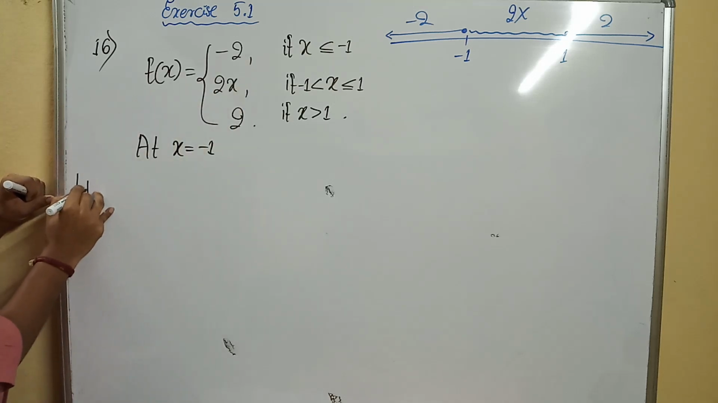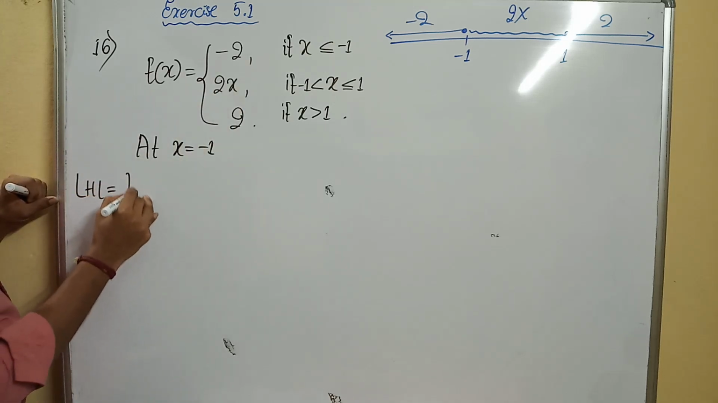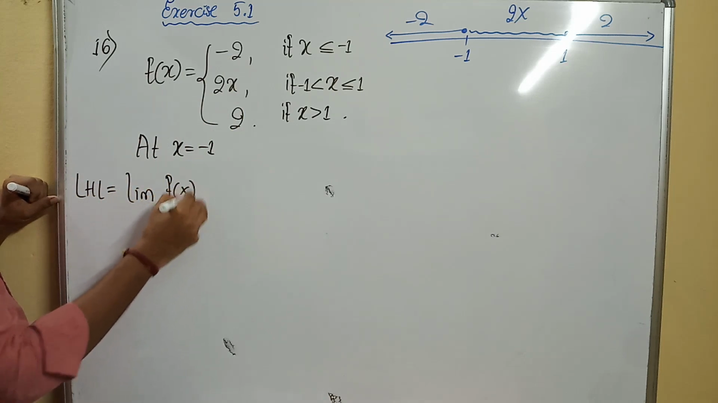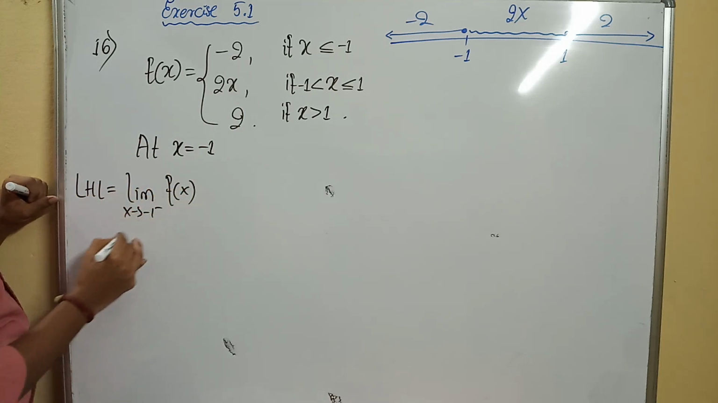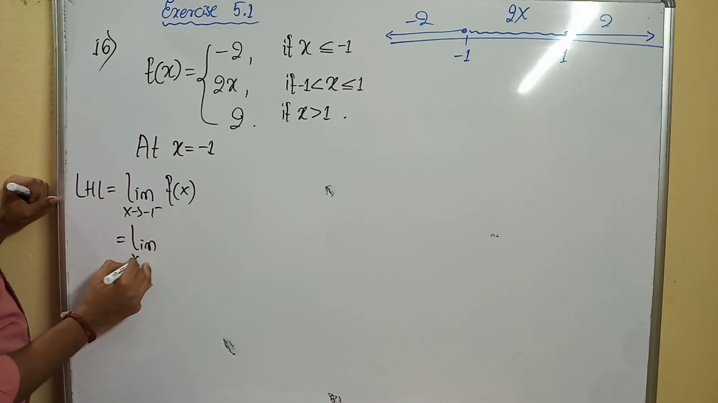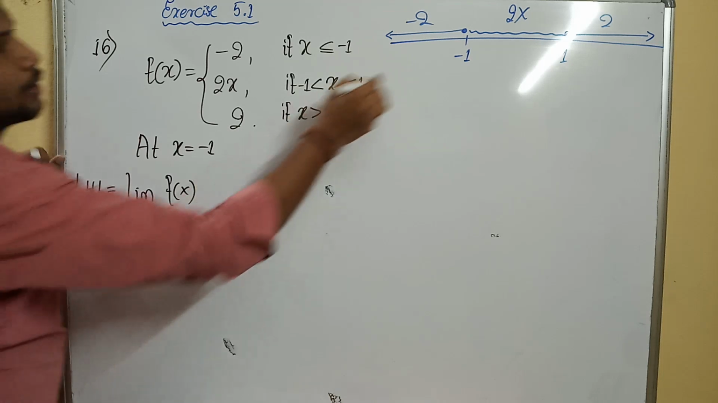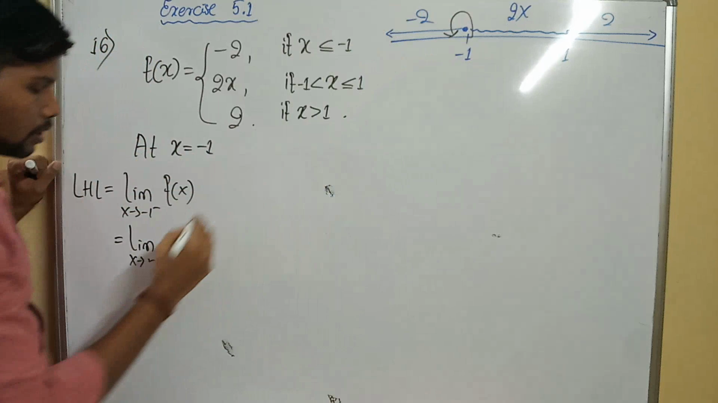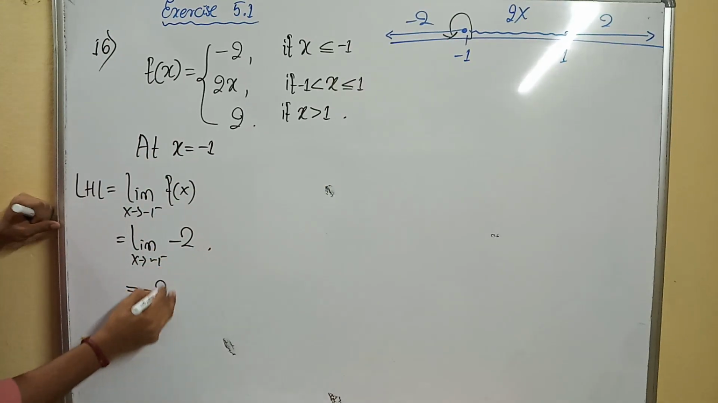I'll write the LHL value. What is LHL? The limit of f of x as x tends to minus 1 minus. What is f of minus 1 minus? Its value will be minus 2. The answer will be minus 2.